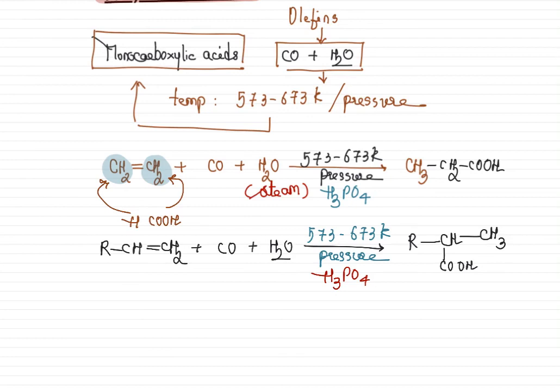So this reaction in general is called Koch reaction and is used for preparing carboxylic acids on an industrial scale. So that's it. We've finished the preparations of carboxylic acid. In my next video, I would be starting with chemical properties of carboxylic acids.